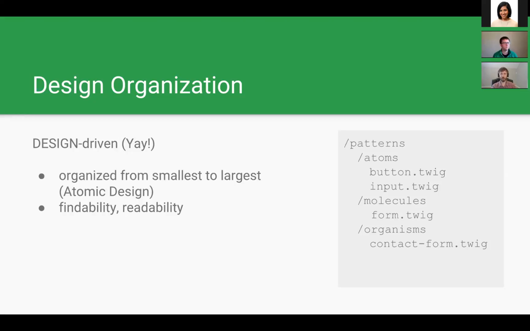And so you'll notice here that files have very easily readable names, very findable if you're going to debug something. Under atoms here, we have the button and input Twig files, under molecules we have a form, and under organisms, a contact form. So it literally becomes as simple as that.